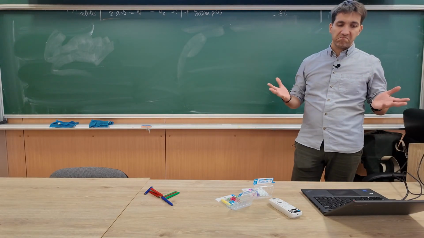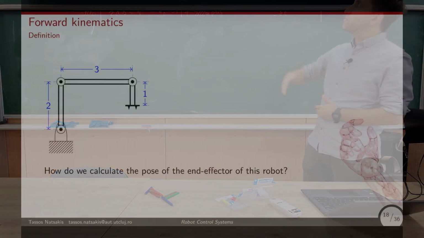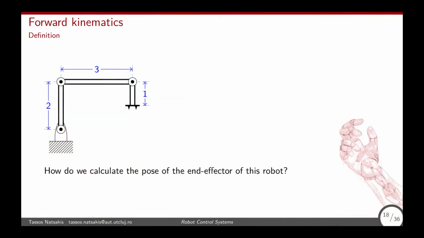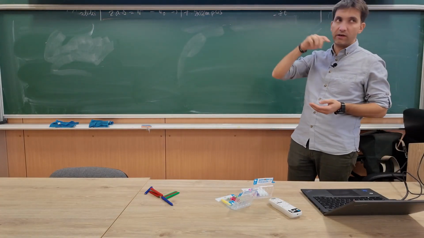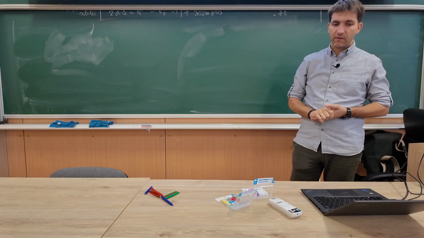So for instance, an example: I have this very simple robot with 3 joints. There is one link, another link, and another link, and then the 3 joints. I know the lengths of the links. How do I calculate the pose of the end effector of this robot? Pose being the position and orientation of the end effector, right?